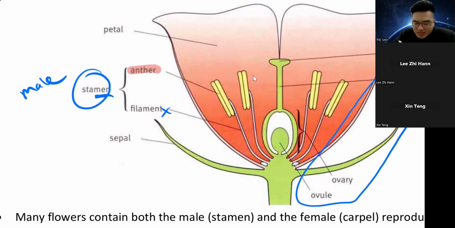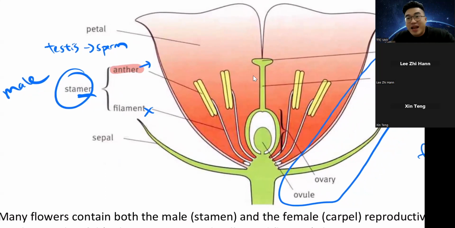Okay, do you remember what is the testis? What is the testis? The balls of a male. 男孩子的蛋蛋. Testis is to make sperm. Anther is to make plant sperm. 植物的精子. Plant sperm, we call it pollen. This is called 花粉.